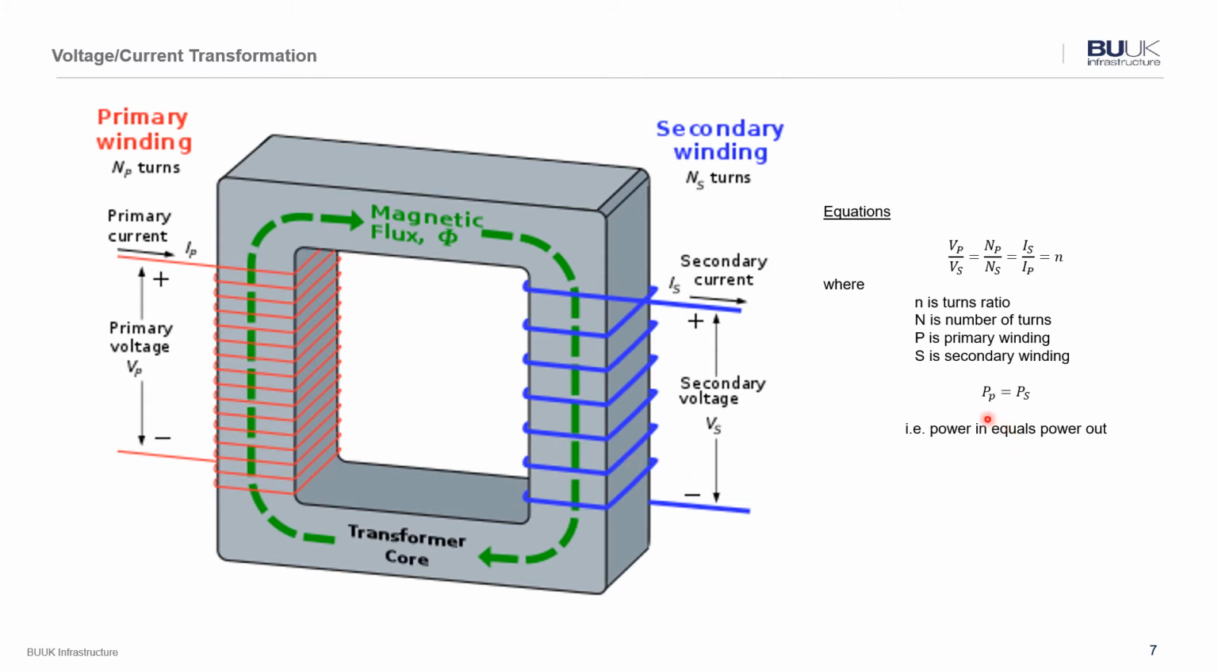Key thing to note is that the power, which is current multiplied by voltage in the primary, is equal to the power in the secondary. So if the voltage is going up, the current will be going down, or vice versa. And this is, of course, assuming that we don't have any losses in the transformer. None of the magnetic flux is dissipating in other directions, and so forth. In reality, there would be an amount of power loss in the system.